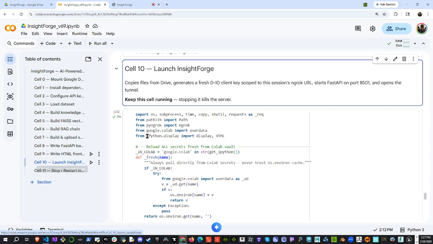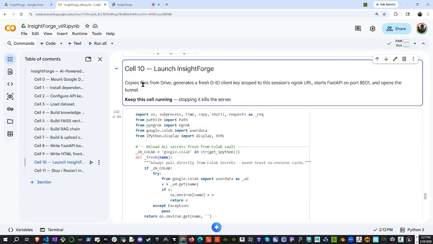Okay. And then we get to cell 10. This launches InsightForge. I did have it automatically launch and open up a new page as a pop-up, but sometimes I ran into issues where I'd open up the notebook and it would try to activate that from a previous session. So I just killed that and said, I'll just go ahead and manually activate it each time.